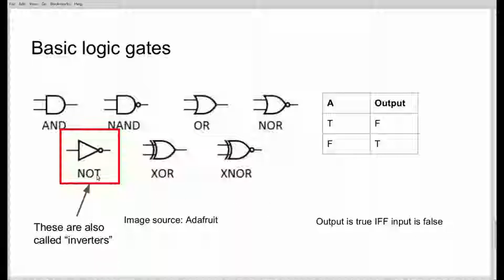And then finally, the NOT gate inverts its input, and so if the input is true, the output is false. If the input is false, the output is true.